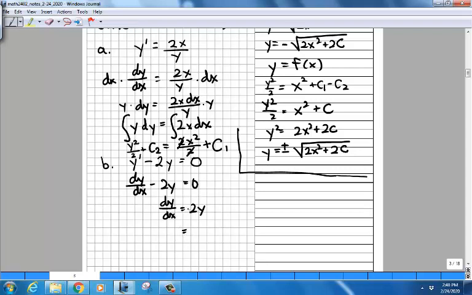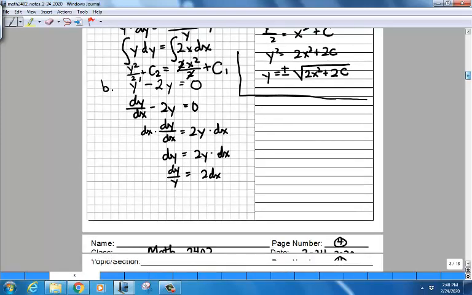Can I multiply both sides by dx, right? To get the dx on the right-hand side? So I get dy is equal to 2y times dx. And now I want to get the y over to the left, so divide both sides by y. So it looks like I have 2 dx is equal to dy over y. There you go. That's separated, right? All the y's are on one side and all the x's on the other side.